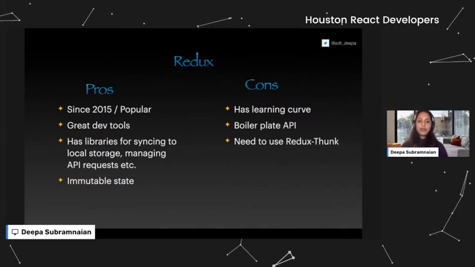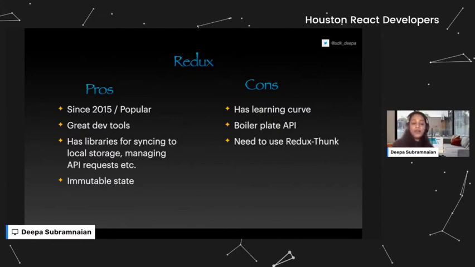Now, talking about the pros and cons of Redux. Redux is very popular. It's been around since 2015, and it's a very good tool with a lot of development tools and a lot of community support as well. However, there are some cons that come with it too. Here I've mentioned immutable state on the pros. It could be a pro and a con as well.